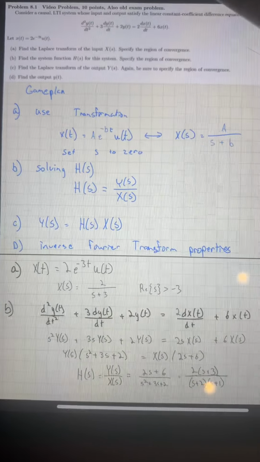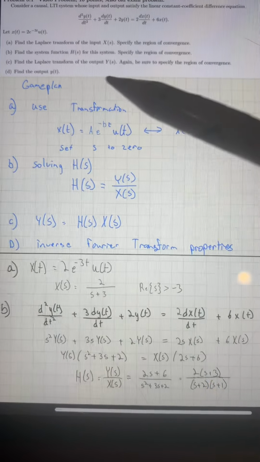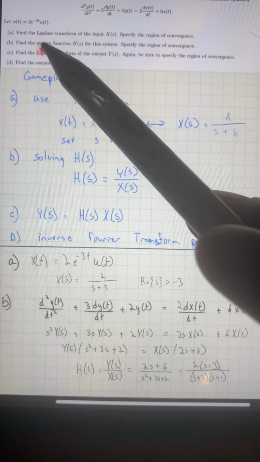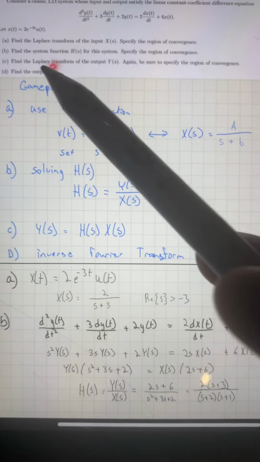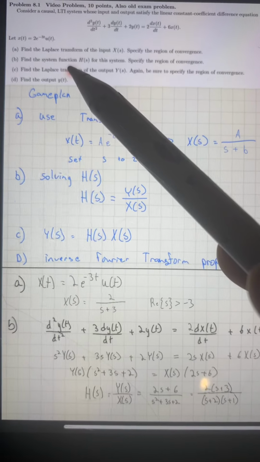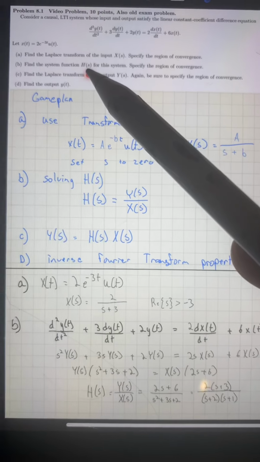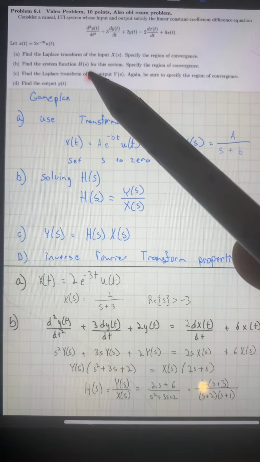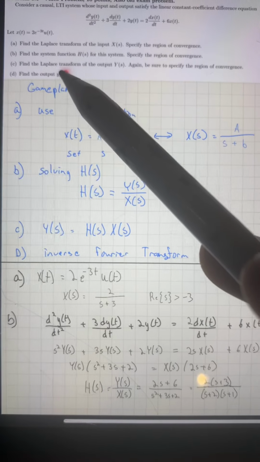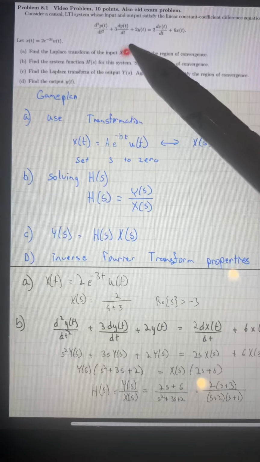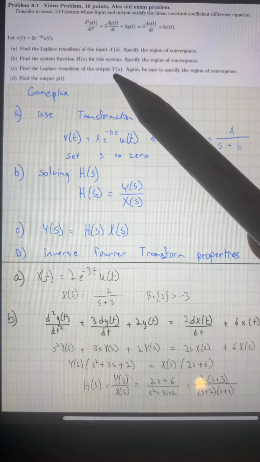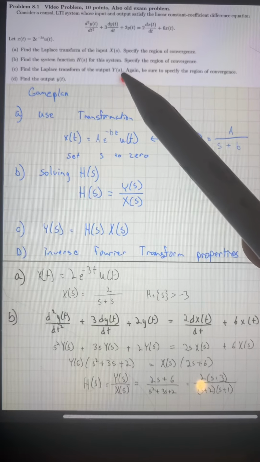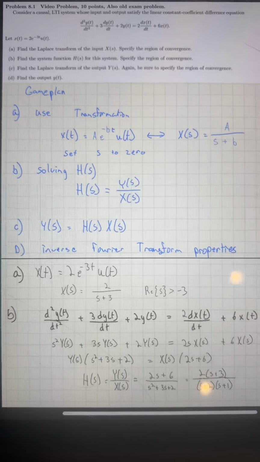So for our goal, we're mainly going to be doing some transformations, where for part A, we're going to be trying to find the Laplace transform of our input. For B, we're going to find our system function, its Laplace transform, which is just h of s. And then for C and D, we're going to be going back and forth with our inverse Laplace transform and our regular Laplace transform of our output. So let's get straight into it.